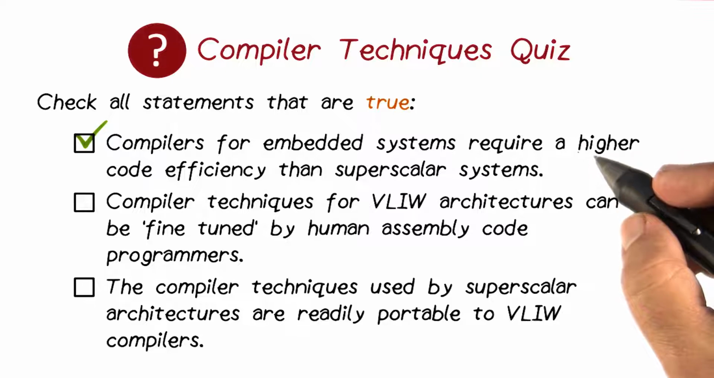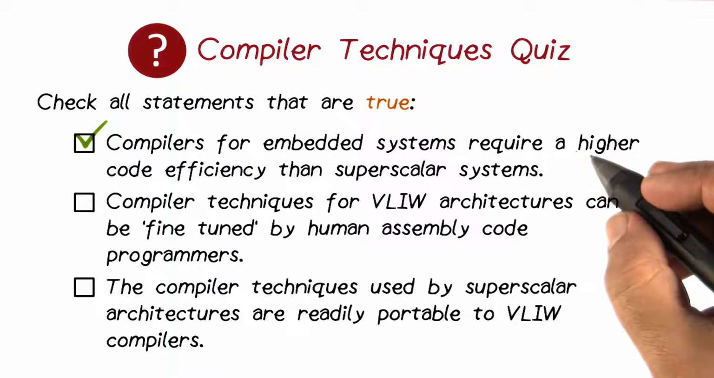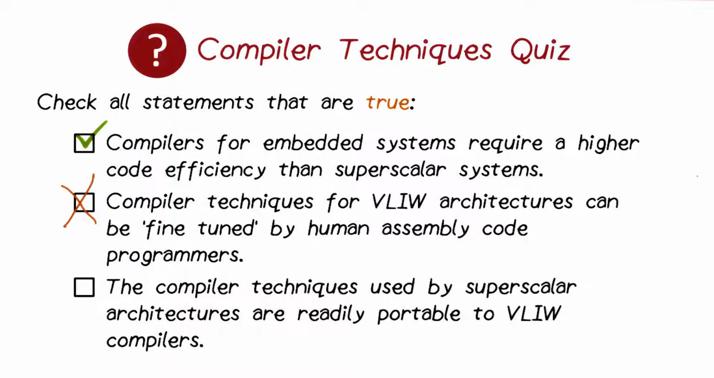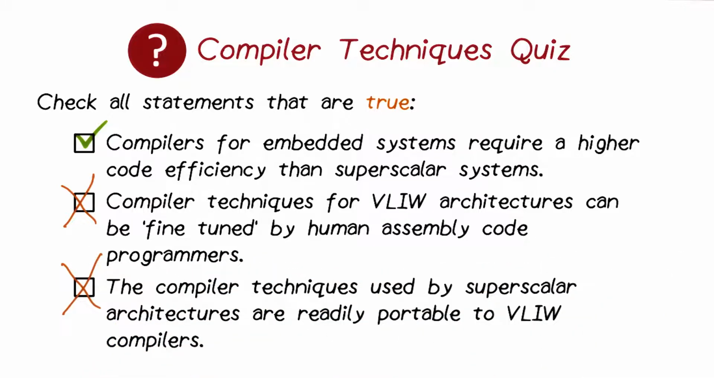The second statement, compiler techniques for VLIW architectures can be fine-tuned by human assembly code programmers. This statement is false. The compiler has an ability to understand and optimize the code at a much higher level than human beings can because it can do a global analysis. The third statement, compiler techniques used by superscalar architectures are readily portable to VLIW compilers. This statement is also false, and that is because the superscalar dynamically optimizes and reorders code, whereas VLIW is statically scheduled, and therefore a totally different set of techniques must be developed here.